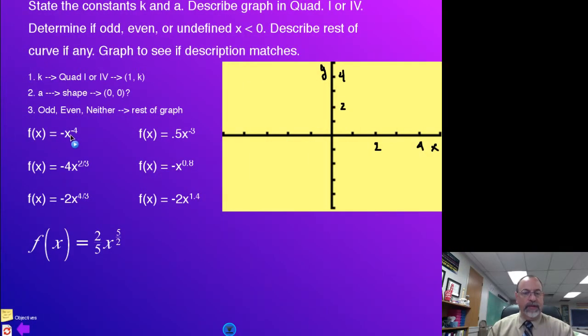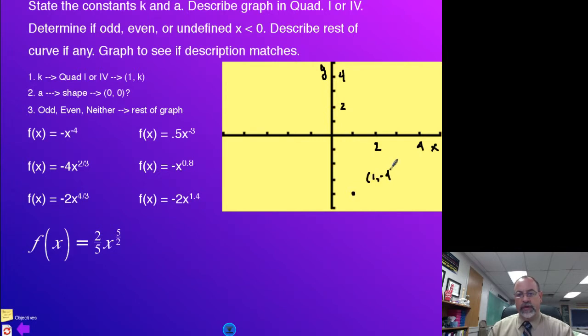Okay, so I'm going to work my way down. So we'll do this next one here: negative 4x to the 2/3. All right, so again, we want to go through our steps. We want to figure out k. K is what here? Negative 4. So 1, negative 4 is going to be on my graph, which puts me in quadrant 4. So I go over 1, down to negative 4. So 1, negative 4 is on the graph.